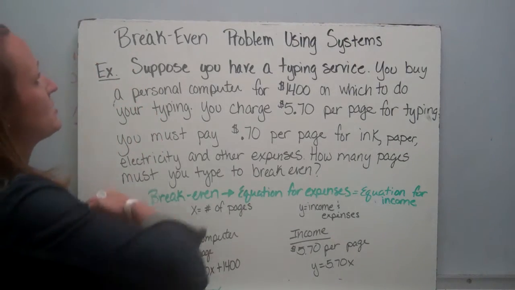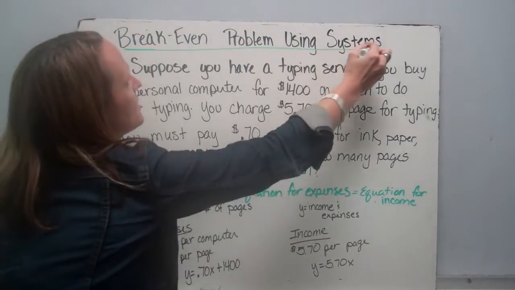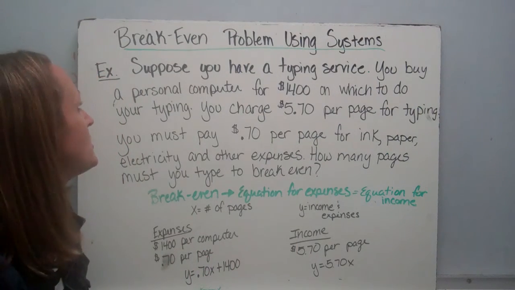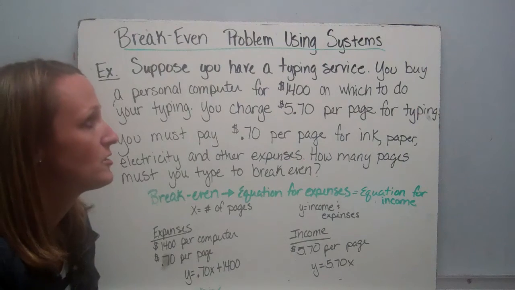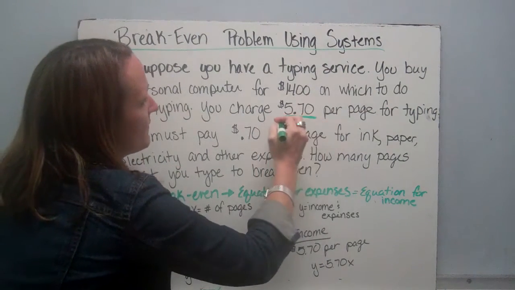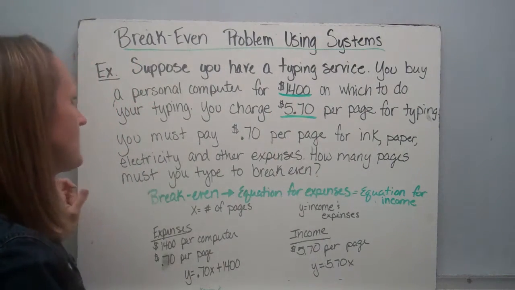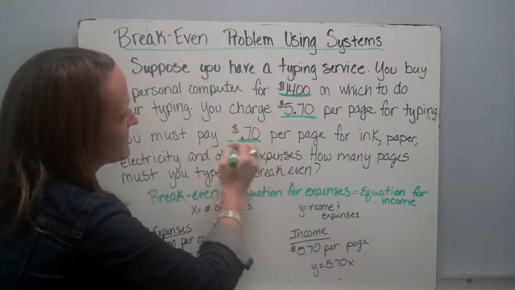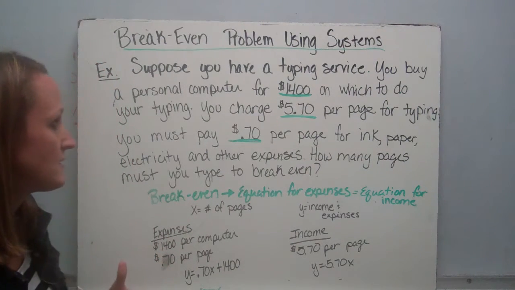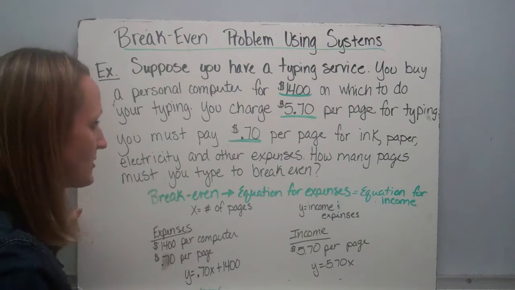Okay, so here's a break-even problem using systems. Suppose you have a typing service. You buy a personal computer for $1,400 on which to do your typing. You charge $5.70 per page for typing. You must pay 70 cents per page for ink, paper, electricity, and other expenses. How many pages must you type in order to break even?